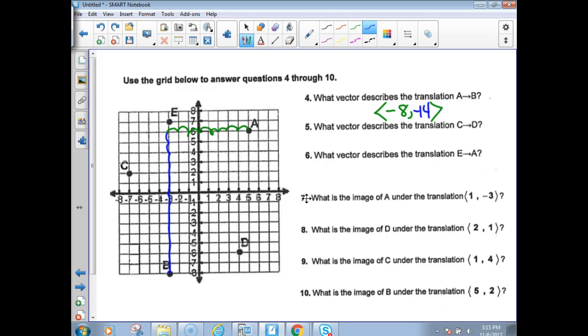Now let me show you what this means, number 7. Okay, you guys do those. Don't scratch them out. All right, I want to show you how to do 7. What's the image of A under translation of 1, -3? Well, if you take A and you go right 1 and down 1, 2, 3, you would be here, which is what location? It's a point. Yeah, so A prime would go to 6, 3. Yep, the X number comes first, the Y number comes second. Okay, so that's how you do those.